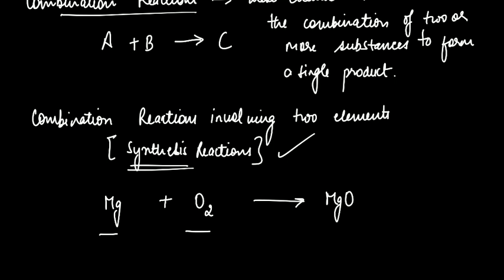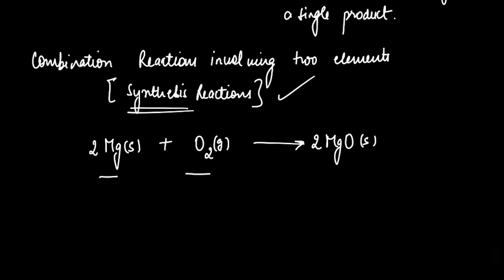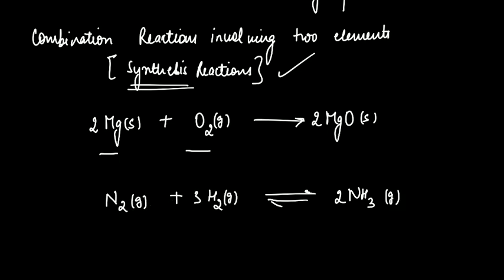This reaction we have already discussed before. Magnesium in the solid state, oxygen in the gaseous state, magnesium oxide solid. So we need to balance it. Over here we can put the coefficient. Another example that we can take is this reaction, Haber's process, which we discussed before. It's a reversible reaction. This is also a combination reaction. So we can balance it. All are in the gaseous state. I'm not going to write the reaction conditions as of now, it's not required over here.